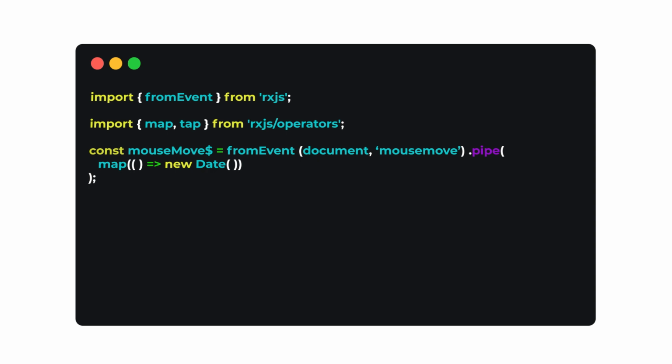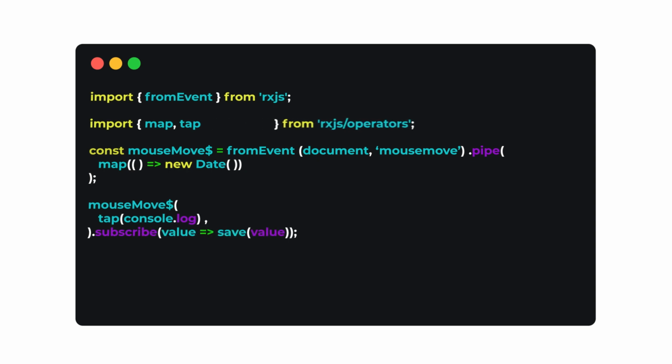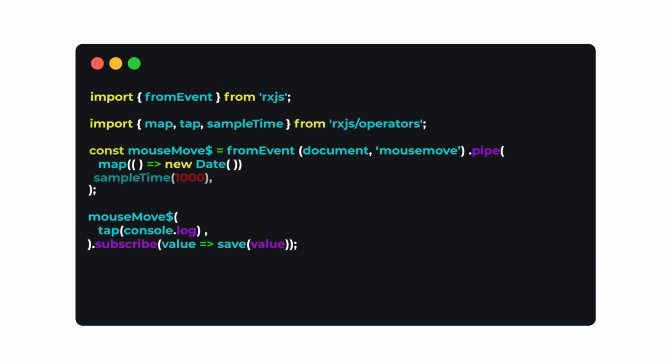From here, we'll pipe into that observable stream and use the map operator to create a new timestamp on every emission. Now that we have an observable stream that creates a timestamp on every mouse move event, let's tap into that stream and log the output. sampleTime helps emit the most recent values from the source observable within the specified 1000 millisecond time interval.